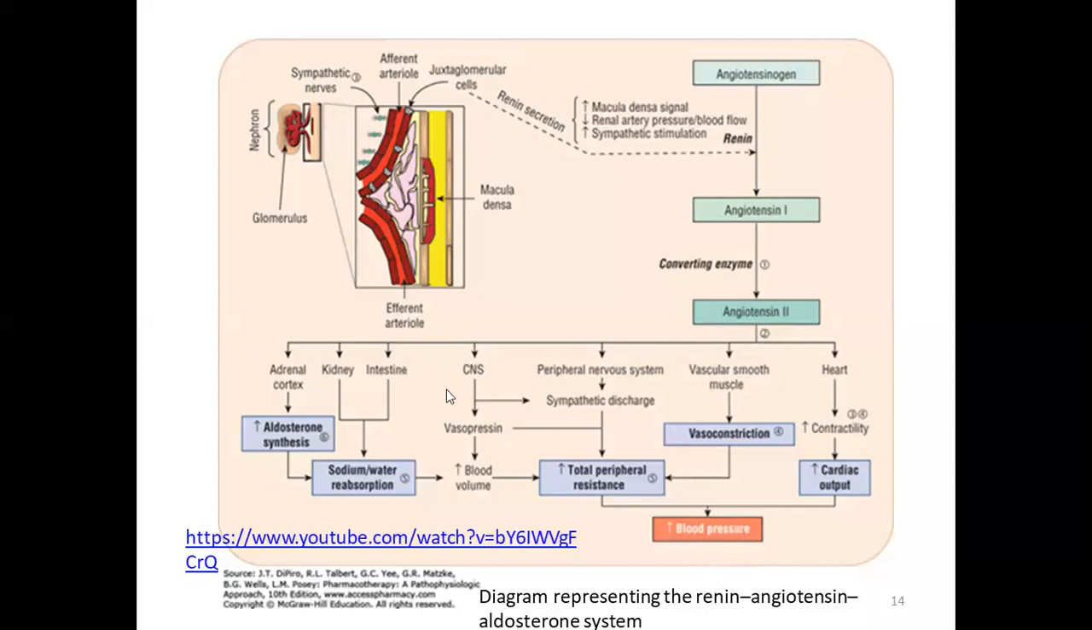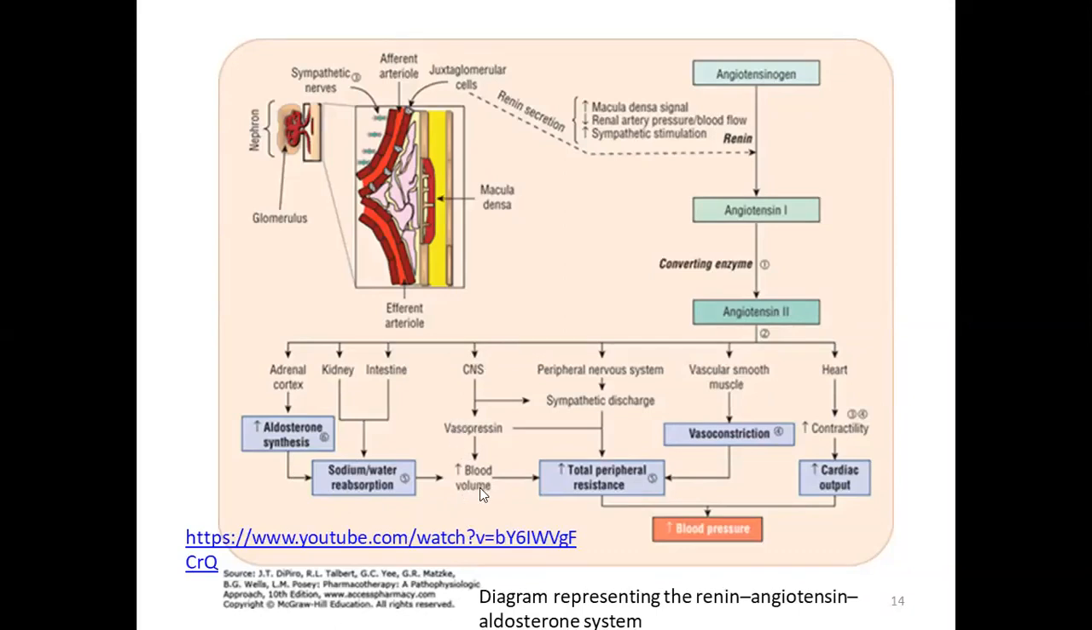Then apart from that, angiotensin 2 in the brain can increase the release of vasopressin, that is antidiuretic hormone, which can increase the blood volume by increasing water reabsorption. Then in the kidney, as I mentioned before, specifically from the adrenal cortex, it can increase the release of aldosterone. Aldosterone can increase sodium and water reabsorption, and this ultimately increases blood volume.